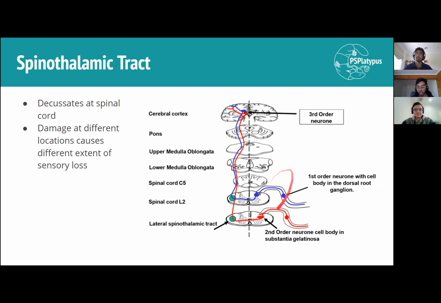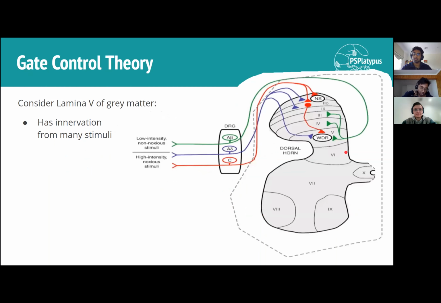So for example, if I cut it here, then I'm just going to lose sensation to the particular part of the body. If I cut it like here, then I'm going to lose sensation to like the entire other half of the body. So if I cut it over here, I'm going to lose pain sensation for the entire left half of my body. But yeah, there'll be a couple of slides in your lecture, I believe.